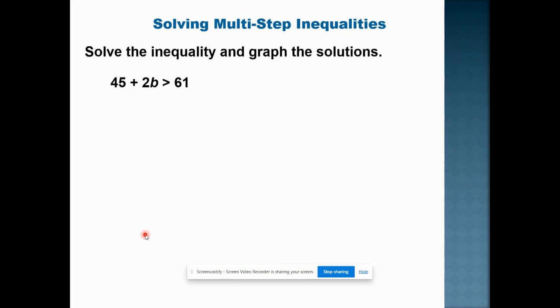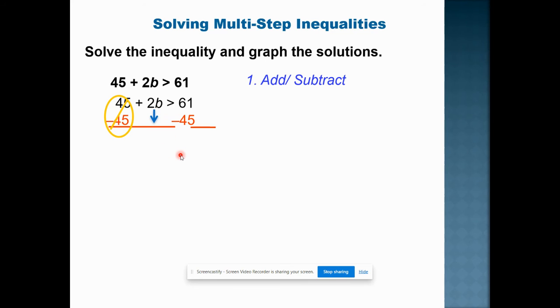Now we're going to solve some inequalities, and we also are required to graph the solutions. For example, here we have 45 plus 2b is greater than 61. We have a positive 45. First we have to undo addition and subtraction, so we subtract 45, and this becomes a 0. Whatever we do to one side of the inequality, we do to the other. So 61 minus 45 is going to leave us with 16. We bring down the 2b, and 61 minus 45 is 16.